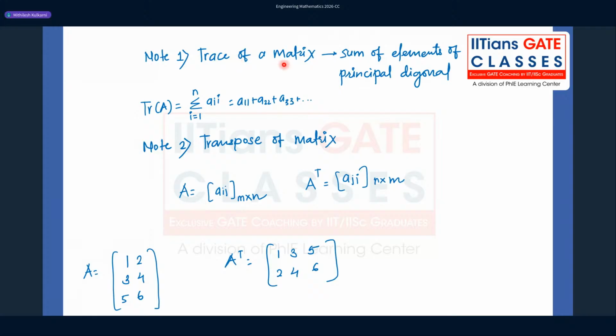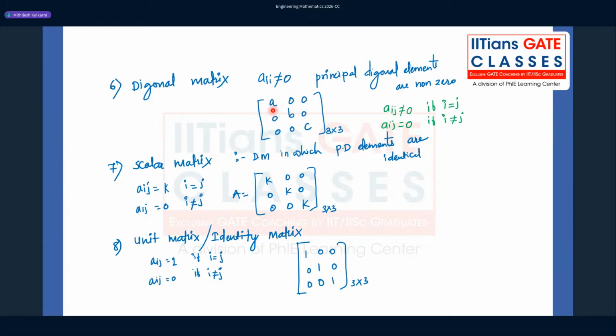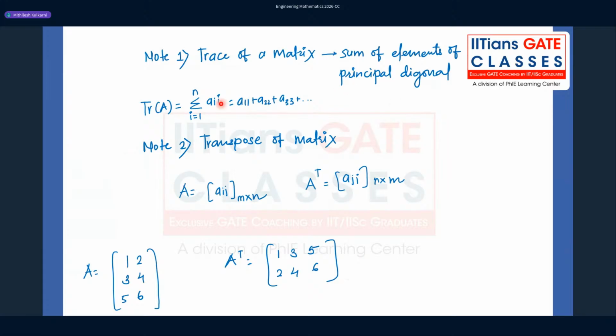What is trace of a matrix? Sum of elements of principal diagonal is called the trace of a matrix. Since we have studied the principal diagonal concept, let's say this is a matrix, then trace of this matrix is A plus B plus C. Trace of this matrix is K plus K plus K. Trace of this matrix is 1 plus 1 plus 1. Sum of elements of principal diagonal, A11 plus A22 plus A33, and so on.